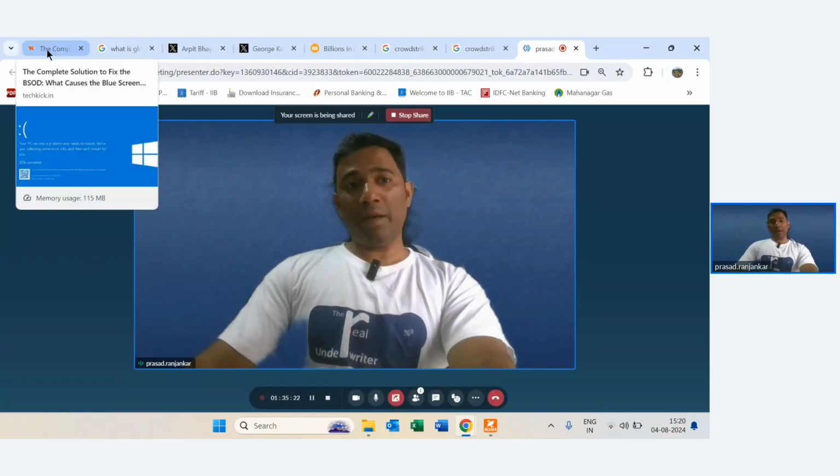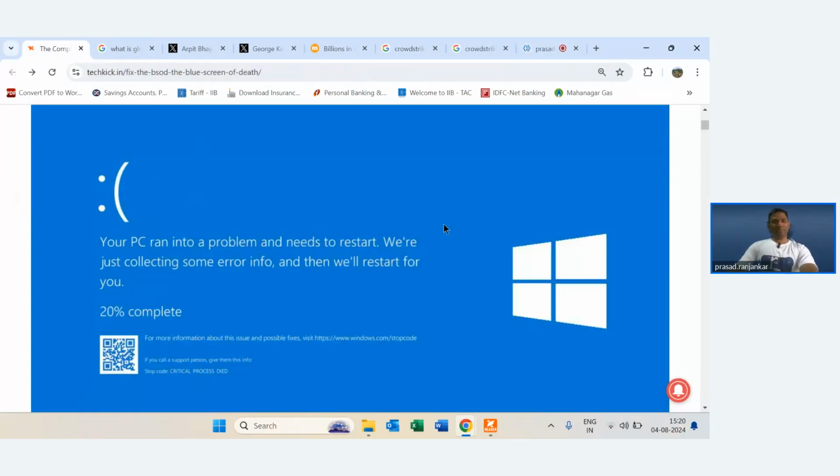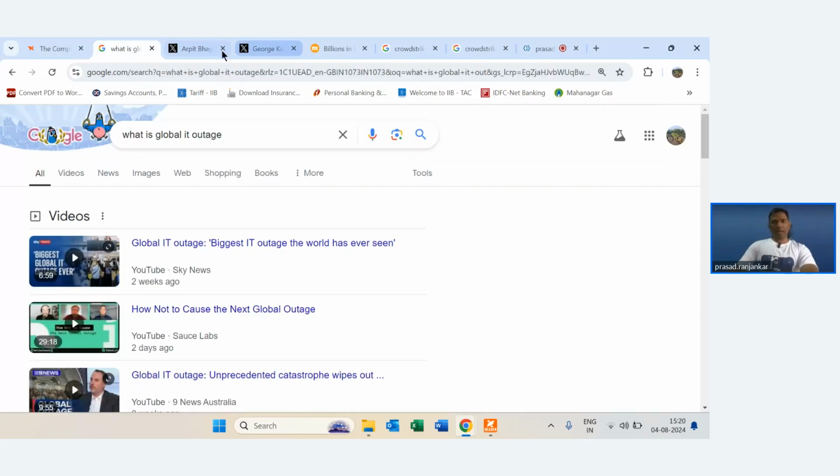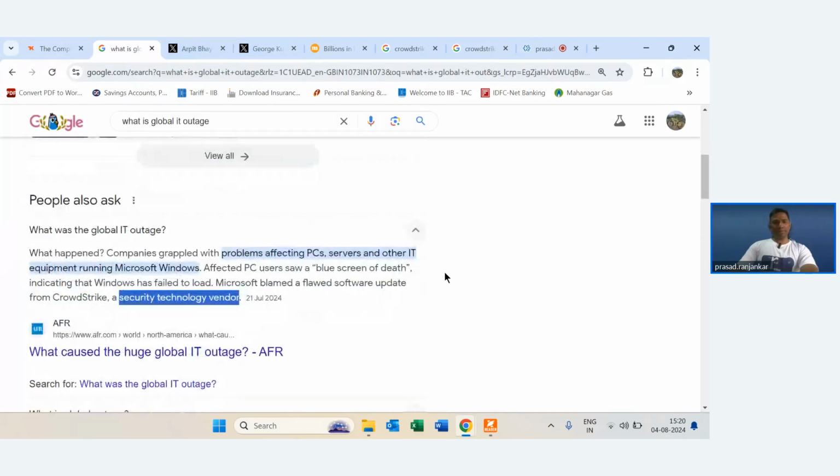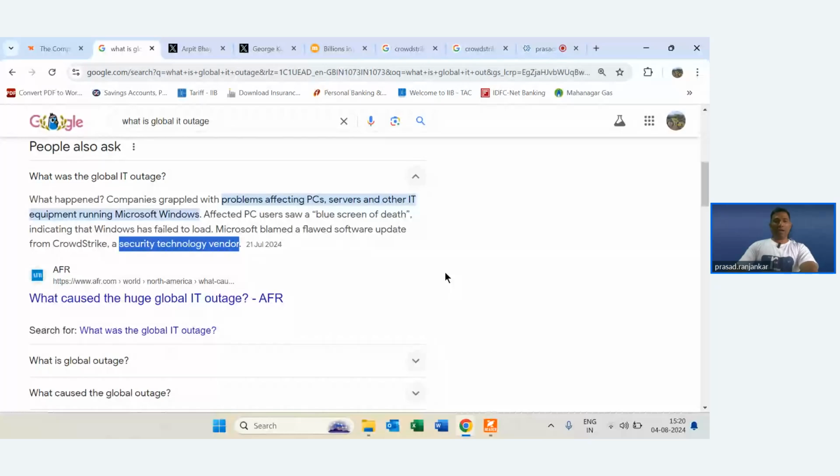You must be familiar with this screen. That's the blue screen of death. Don't worry, it's not a real death, but it's a death of a computer. Your computer or laptop is not able to start because of this error. Now let's discuss more why this error happened. Again, I will give you some reference for this global IT outage. This problem is actually named the global IT outage.